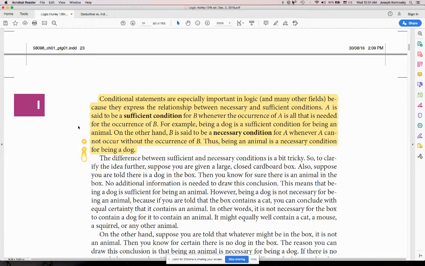And then we have sufficient and necessary conditions. So this will be important for your homework. The sufficient condition, if you have it, that's all that's needed for the occurrence of something else. Or I would say a sufficient condition, if you want to take notes, it's an instance of something. And a necessary condition for A, whenever A cannot occur without the occurrence of B. So that just means necessary conditions mean they are needed for something.